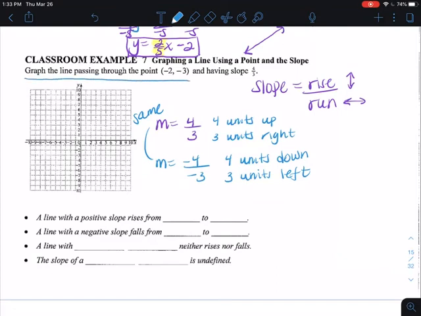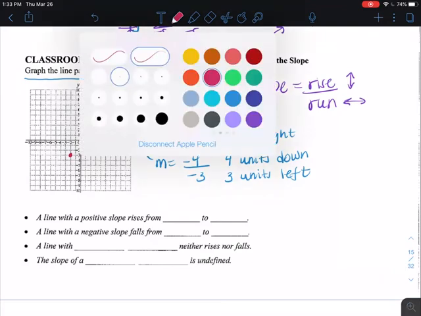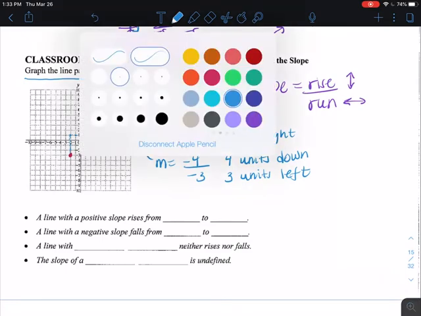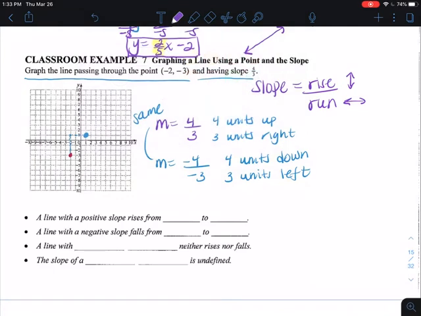So it says graph the line passing through the point negative 2, 3, having a slope of 4 over 3. So you want to start off with this point, negative 2, 3. So negative 2, 3 lies here. The slope is 4 over 3. So starting from this point that I plot here, negative 2, 3, I'm going to go up 4. I'm going to count up 4. 1, 2, 3, 4. And I'm going to go over 3 to the right. 1, 2, 3. And that's going to give me my next point. So it looks like this.